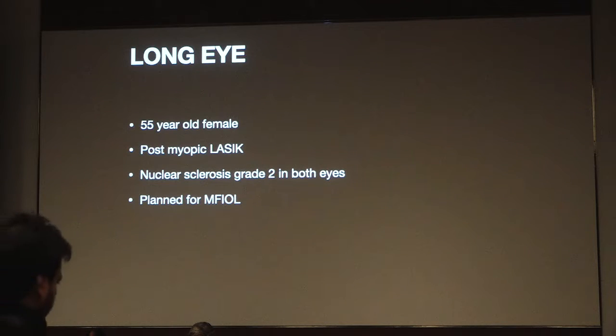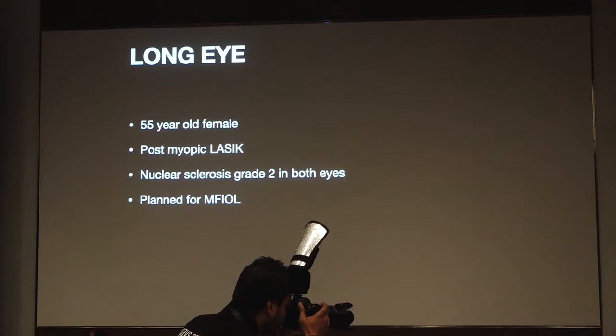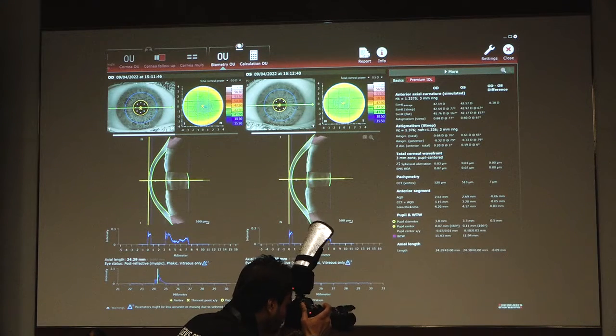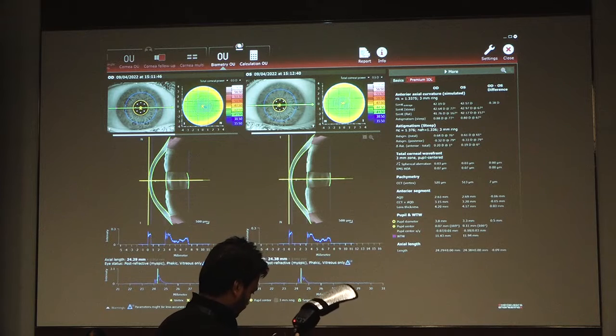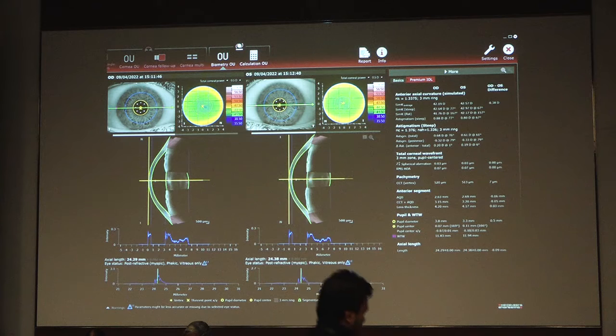This was a 55-year-old patient, post-myopic LASIK, with nuclear sclerosis, planned for a multifocal IOL. Do I do multifocal IOLs for post-LASIK eyes? They are very demanding, and I do them, yes, there is no doubt about it. Here I'm showing the new readings from the Anterion, an optical biometer made by Heidelberg. I was very impressed, and I ultimately decided to go ahead with this technology.